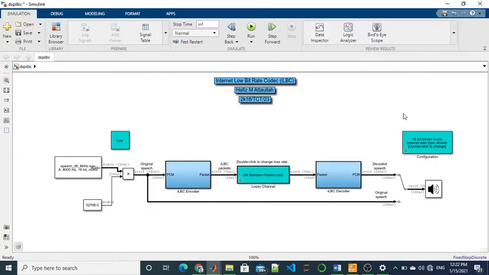Hello everyone, this is Attaullah, and I am demonstrating this example that implements the Internet Low Bitrate Codec and illustrates its uses. Basically, it is designed for encoding and decoding speech for transmission using voice over internet protocol.